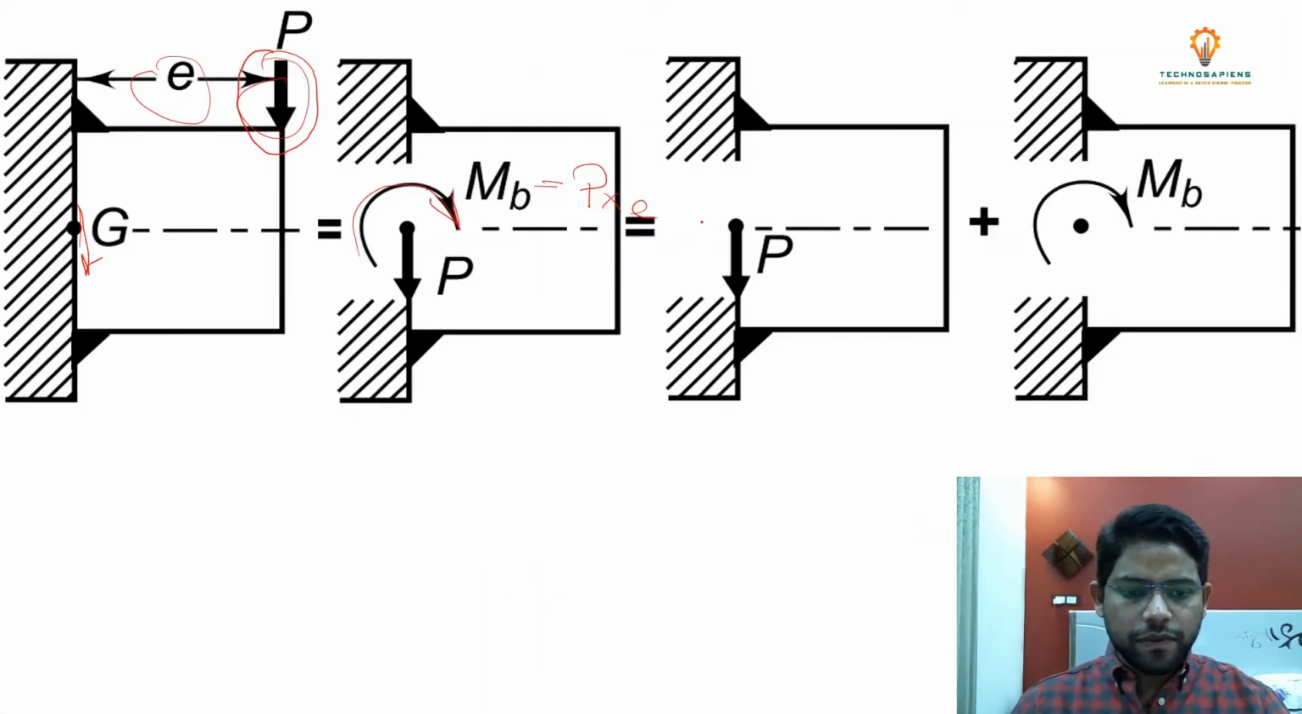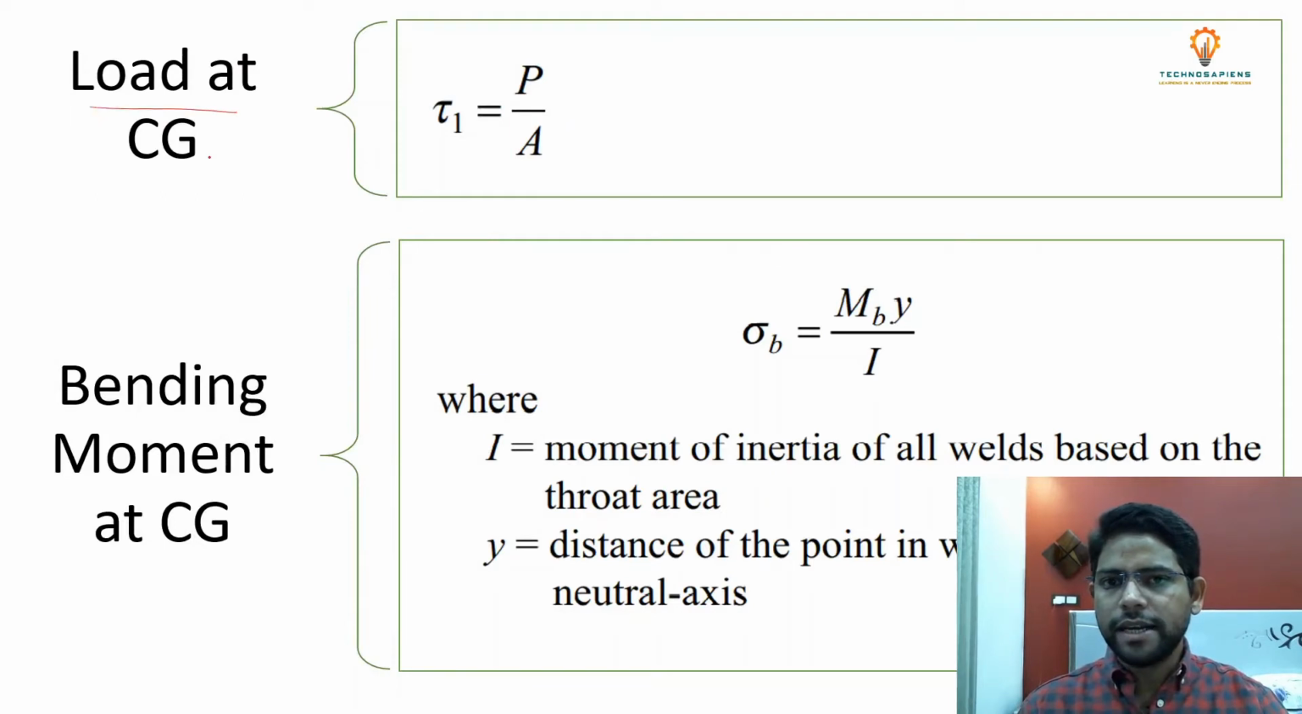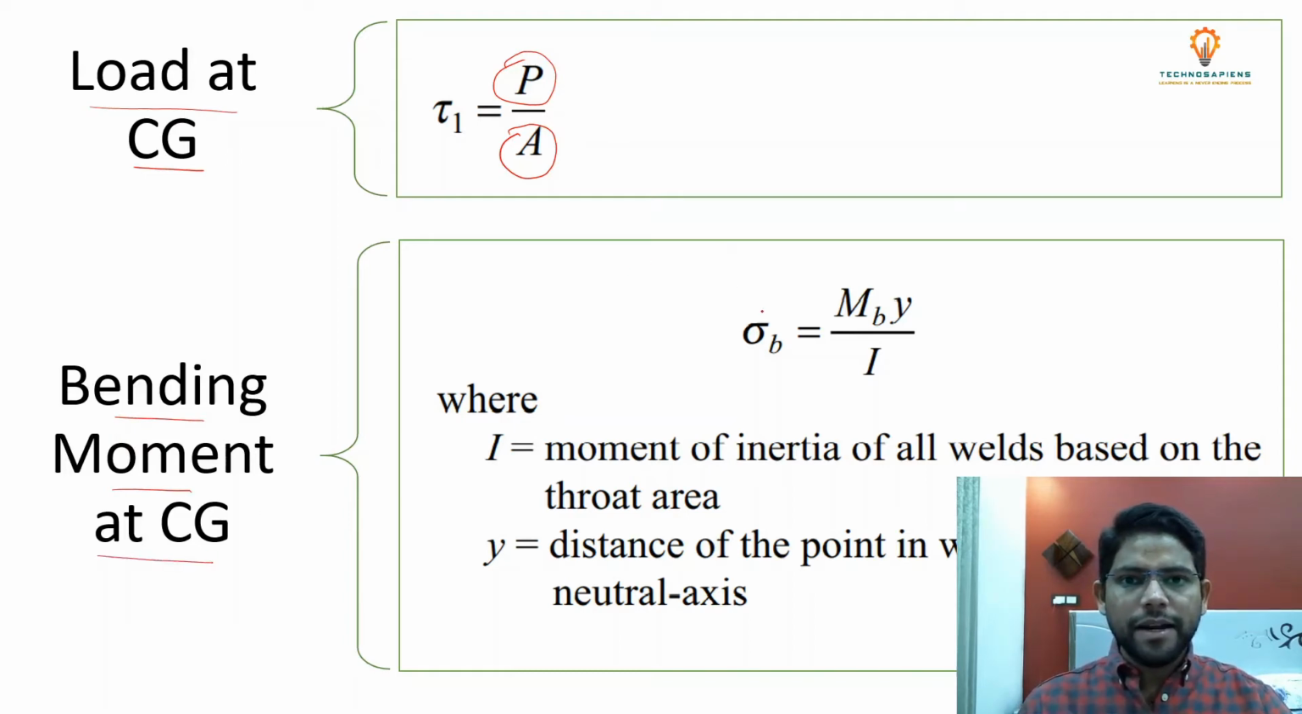Because of the load acting at the center of gravity, there will be some primary shear stresses developed in the weld, and the magnitude of those primary shear stresses will be equal to P divided by the total area of the weld. Now P is the load which is acting and A is the area of the weld. Because of the bending moment acting at the CG, there will be some bending stresses, and the magnitude of the bending stresses will be equal to MB, the bending moment, multiplied by Y, the distance from the neutral axis, divided by the area moment of inertia, or the second area moment of inertia.